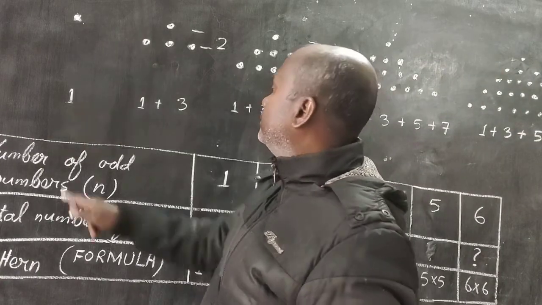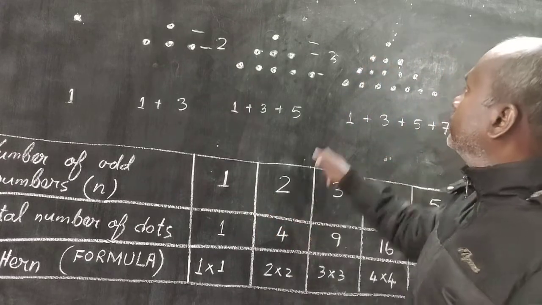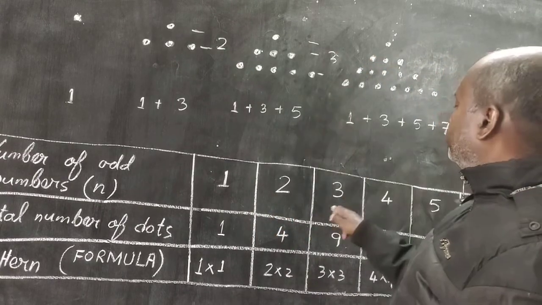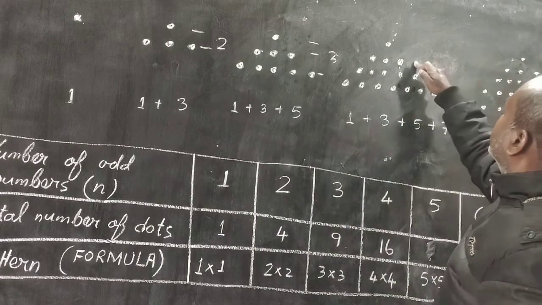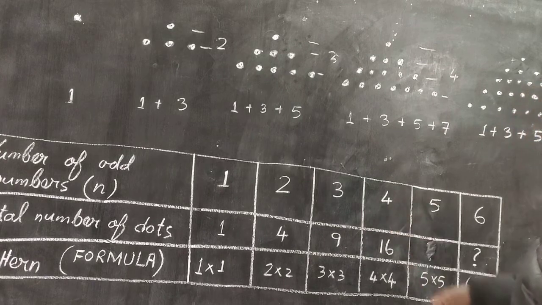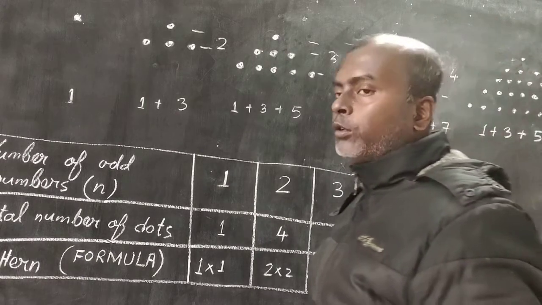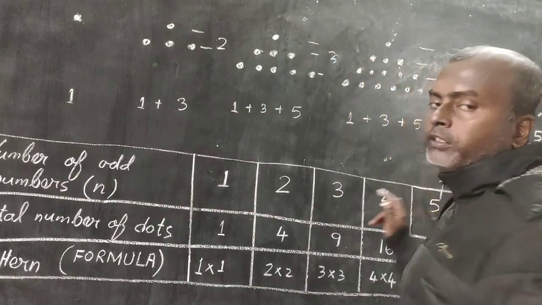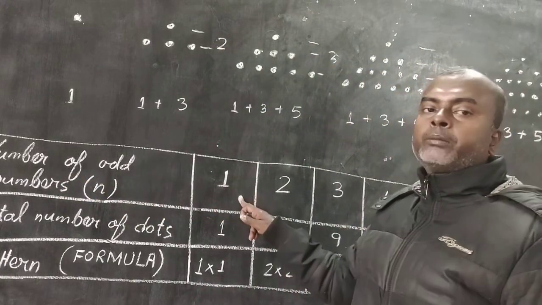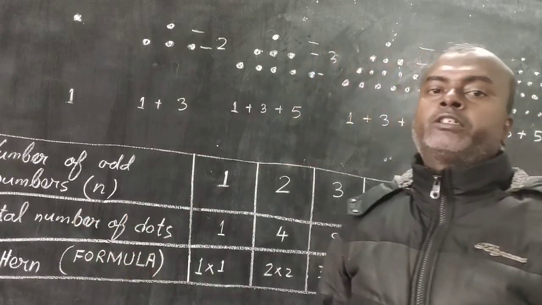1 odd number, here 1. 2 odd numbers, 2. 3 odd numbers, so 3. 1, 2, 3, 4: 4 odd numbers, 4. 1, 2, 3, 4, 5 odd numbers, 5. The next will go on and on. So this is the first row in the table: the number of odd numbers. The second one is the total number of dots.